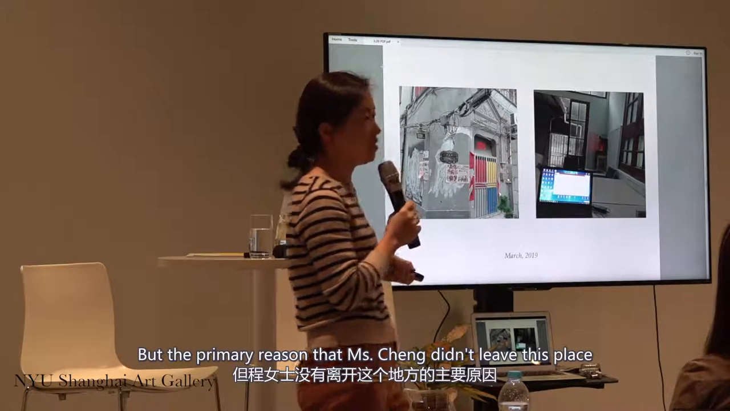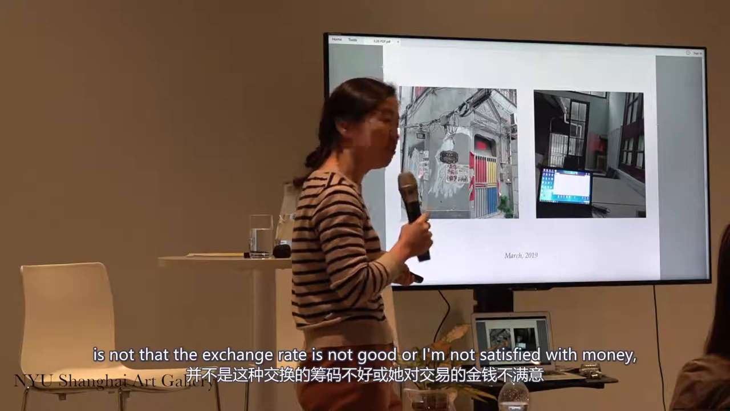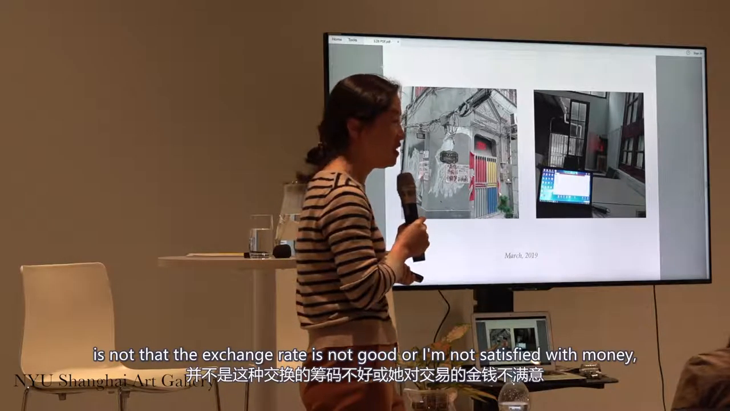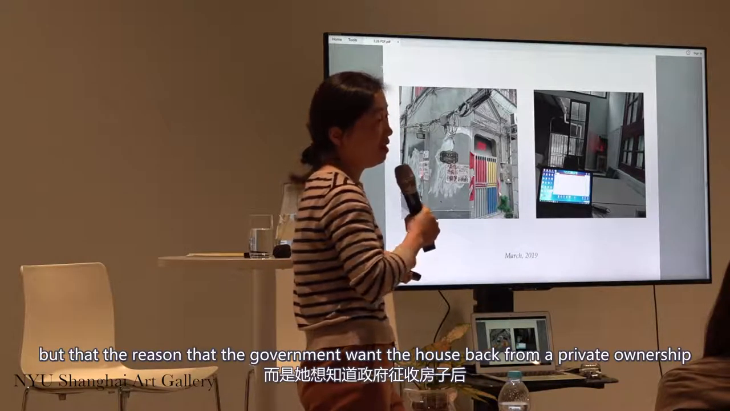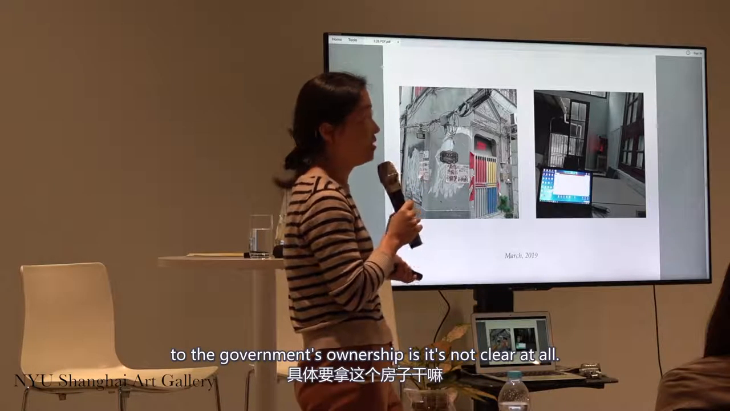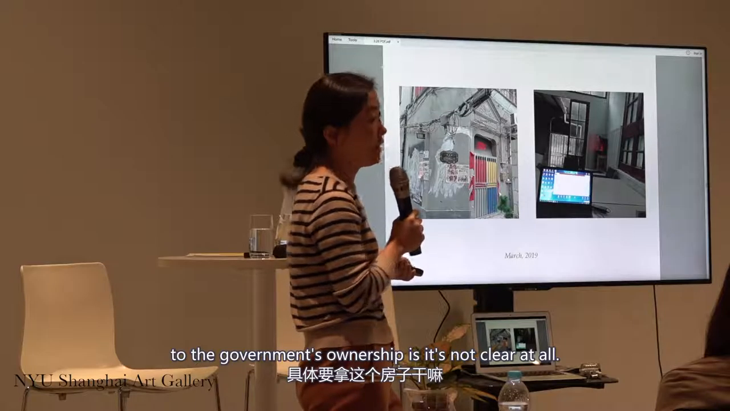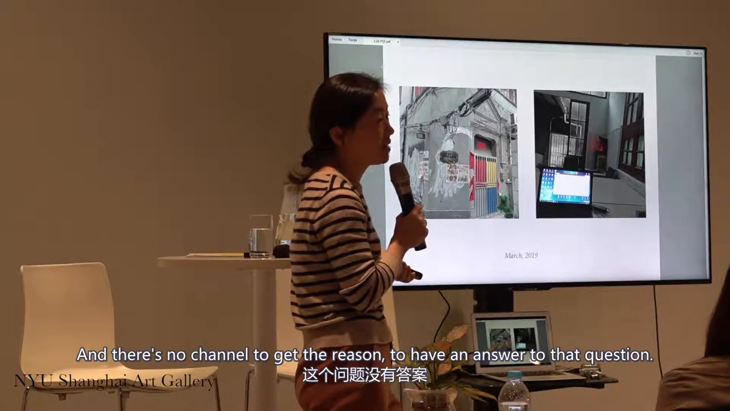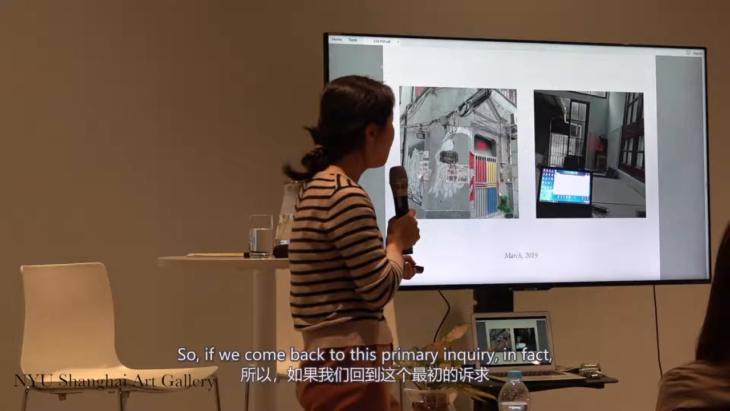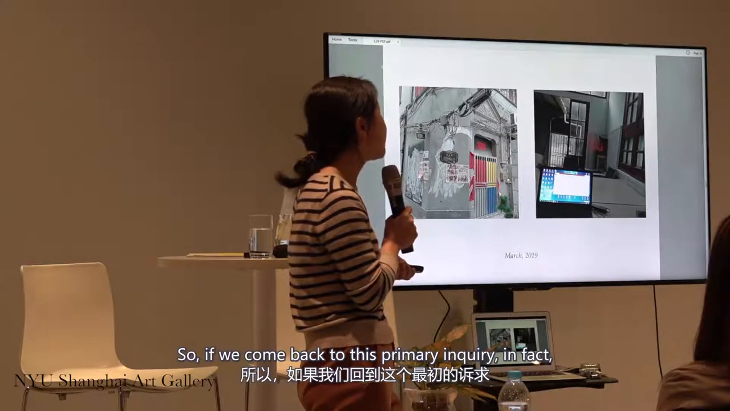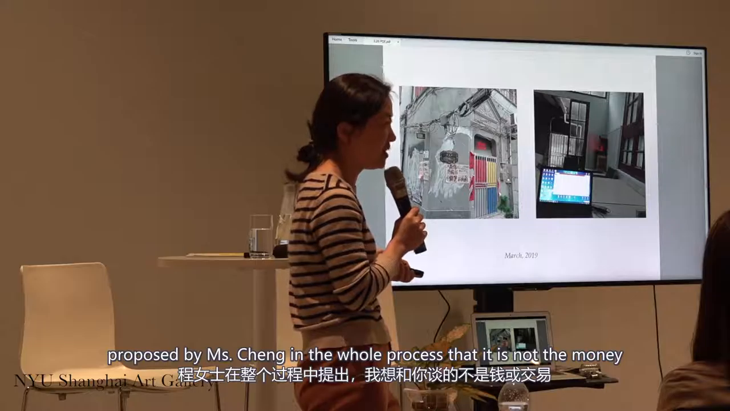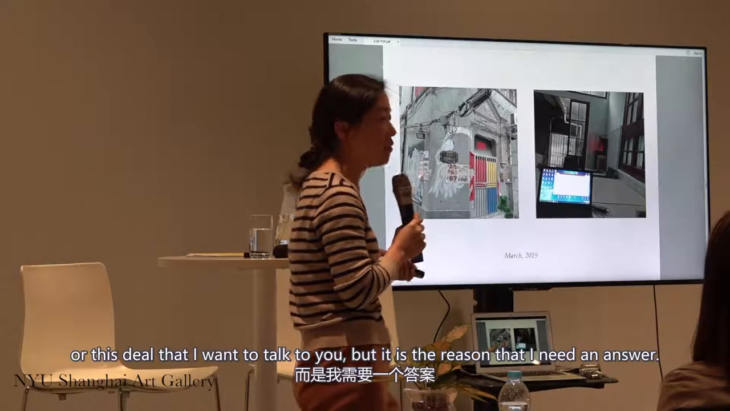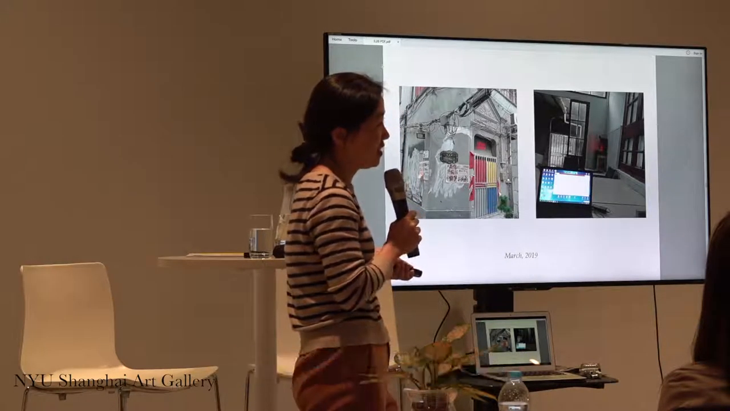But the primary reason that Ms. Chen didn't leave this place is not that the exchange rate is not good or that she is not satisfied with money, but that the reason the government wants the house back from private ownership to the government's ownership is not clear at all, and there's no channel to get an answer to that question. So if we come back to this primary inquiry proposed by Ms. Chen in the whole process, it is not the money or this deal that I want to talk to you about. It is the reason that I need an answer, but the government cannot provide.